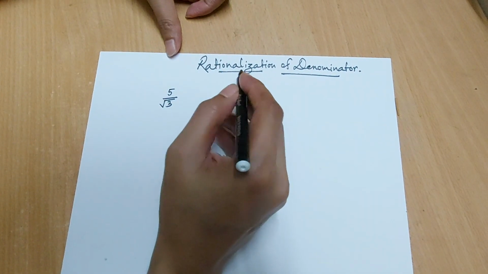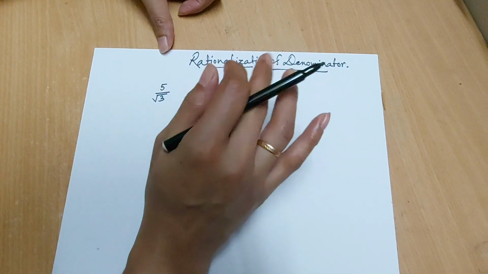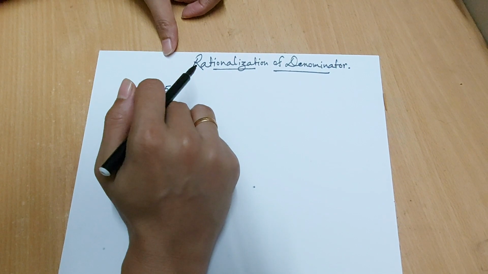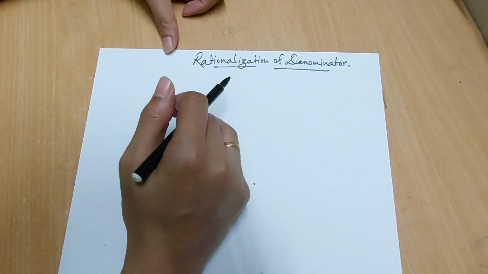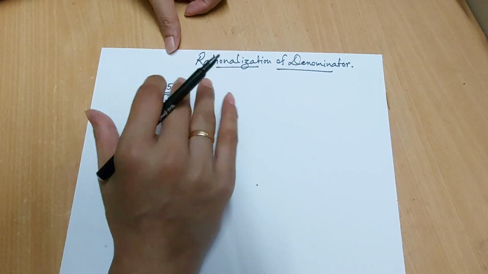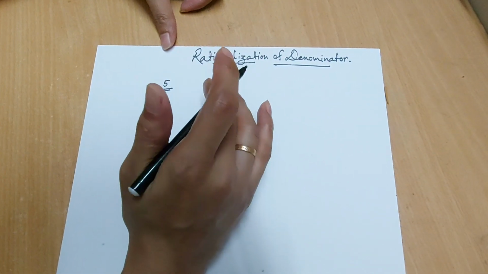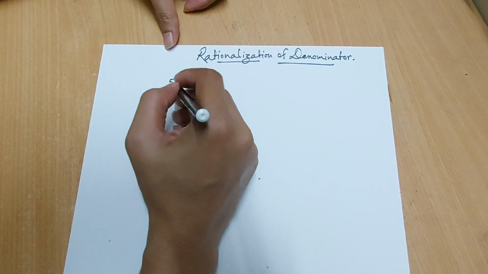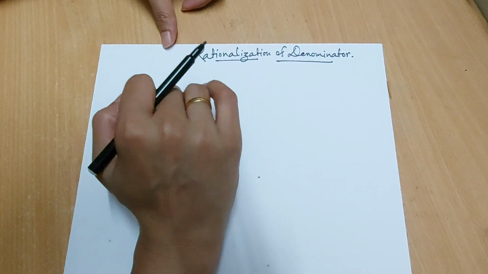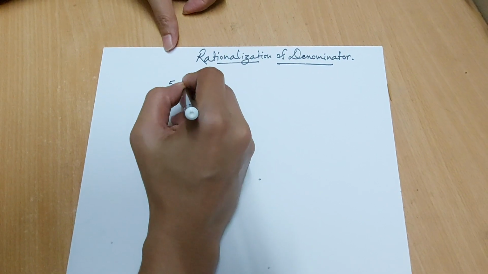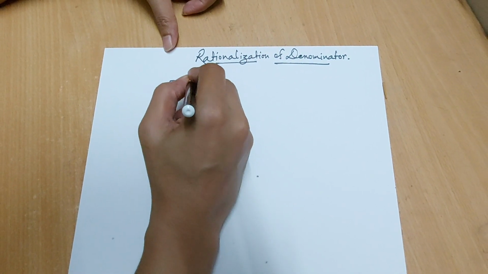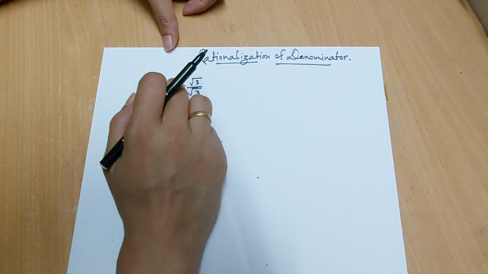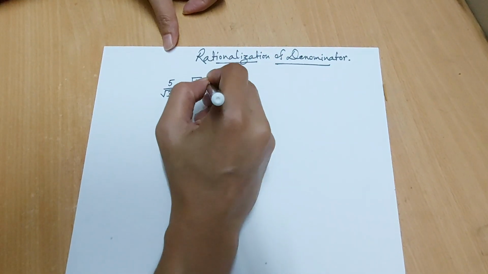Another thing I have to share is rationalization of the denominator. When a fraction has a surd in its denominator, the surd should be avoided for simplification. The way of removing the surd is called rationalizing the denominator. Say 5 by root 3. If we want to remove this root 3 from the denominator, we should multiply the numerator and denominator with the same surd.